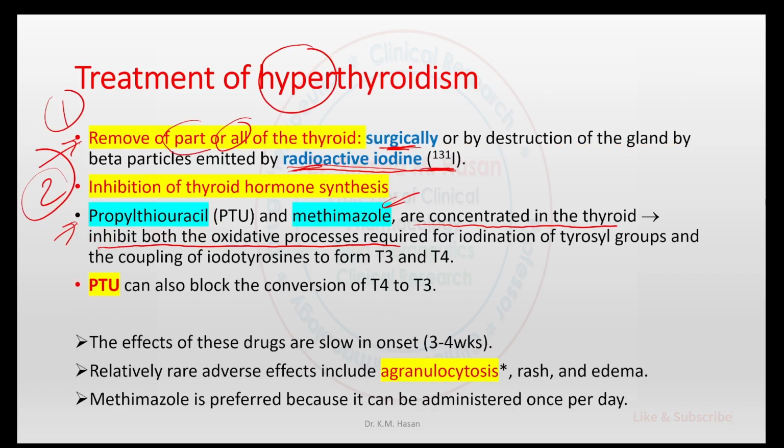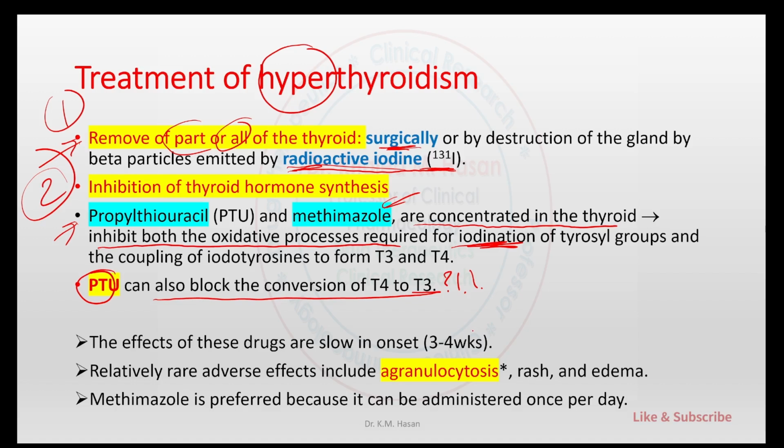Okay, moving back to the situation. So we have removing surgically or by radioactive iodide. Number two, we have inhibit hormone synthesis. Two medications, propylthiouracil and methimazole, by inhibiting the oxidative process that is responsible for iodination. The propylthiouracil has another advantage by blocking conversion of T4 to T3. This is a key word for us here. We need you to remember this one. This is another added value for propylthiouracil. Propylthiouracil inhibits conversion of T4 to T3.